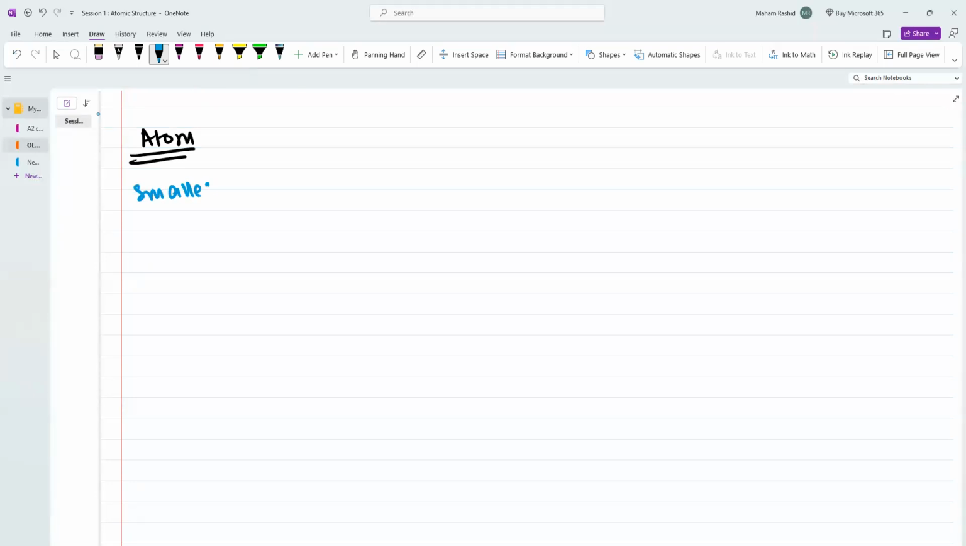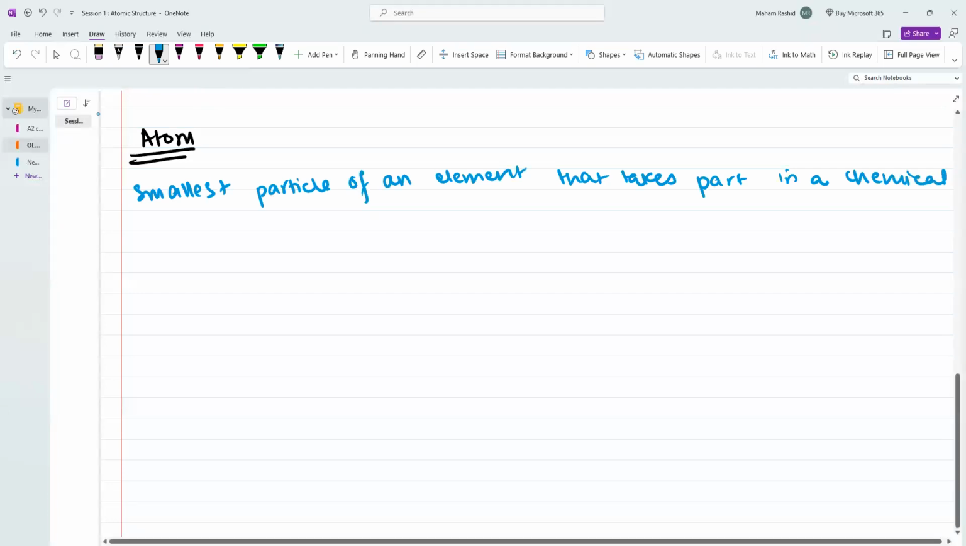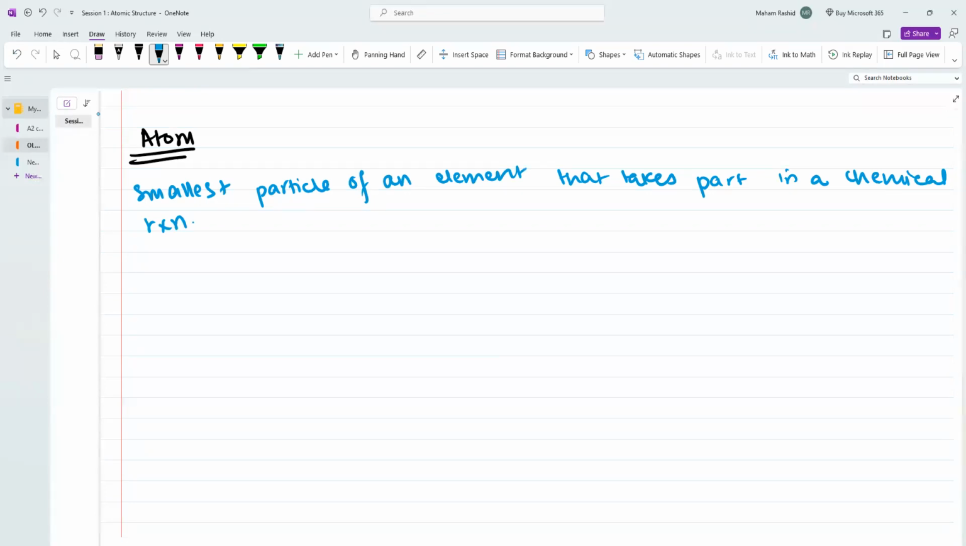It's the smallest particle of an element that takes part in a chemical reaction. You need to learn all of these definitions by heart. Okay, you can't just wing it. You need to write all of these definitions as it is in your exam.